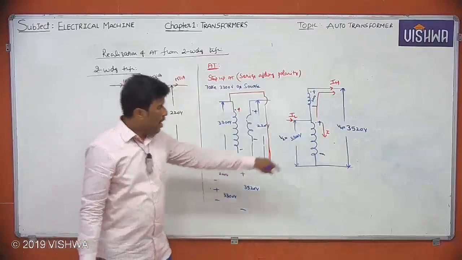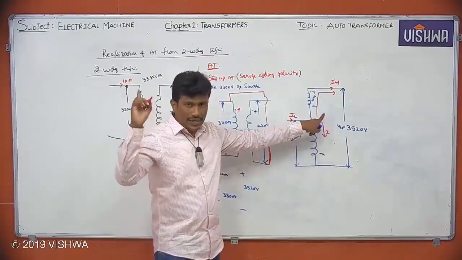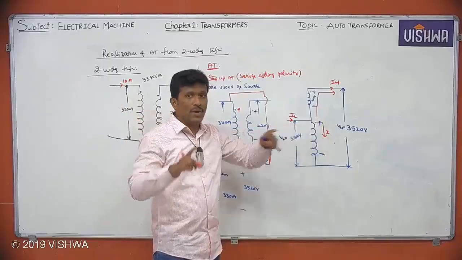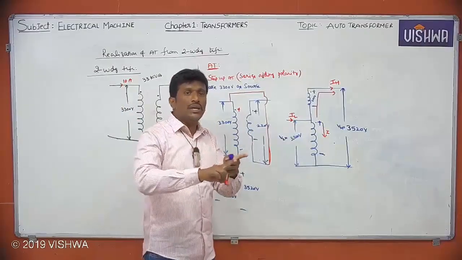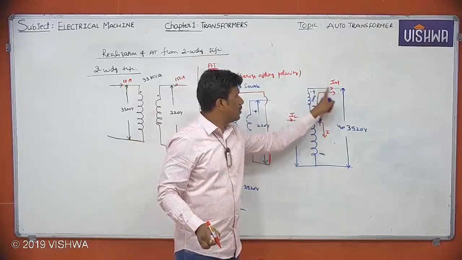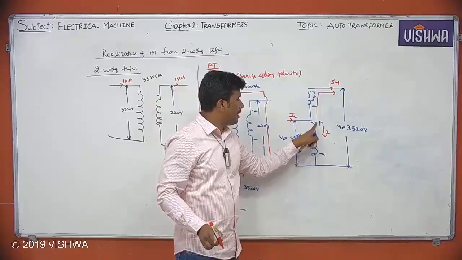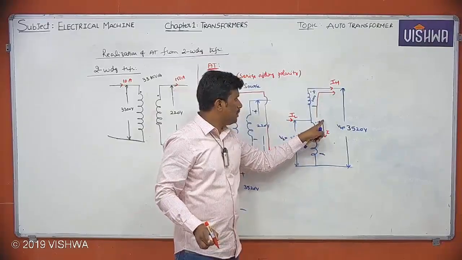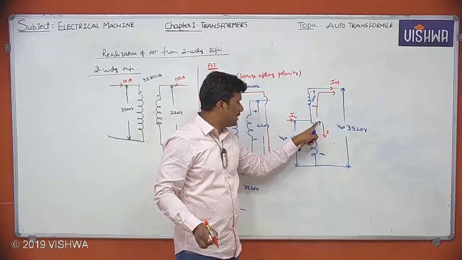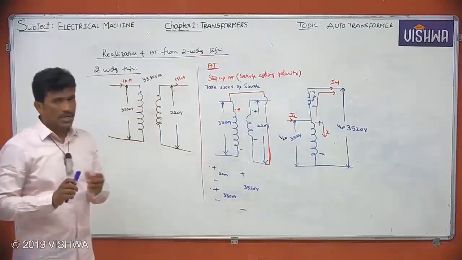Is it clear? How I decide the direction of common winding current: just like a two-winding transformer, if current enters the dot in one coil, current has to leave the dot in the other coil. Here I know the direction of IH is going to the load, it is leaving the dot. So obviously in this winding current has to enter. So the direction of the common winding should be downwards. Then only it will enter. I can say that it is entering a dot. Is it clear?